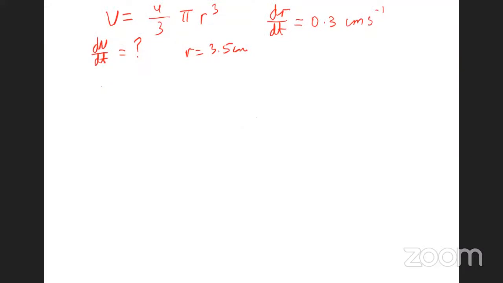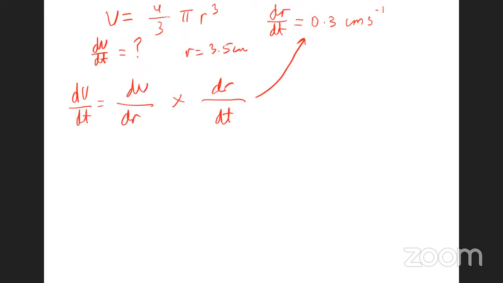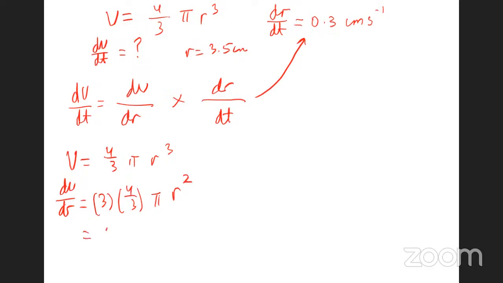So first things first, let's find dV dt. Here is dV, here is dt, right? The next variable will be r. We already have dr dt, that's this value right here. So we need to get dV dr. V is equal to 4/3 pi r cubed. So to get dV dr, we're going to differentiate. Bring down the power, multiply before pi, and subtract 1 from the power. So we will end up with 4 pi r squared. That's our dV dr.